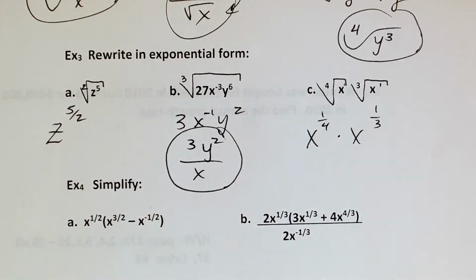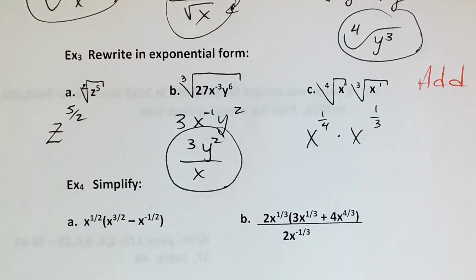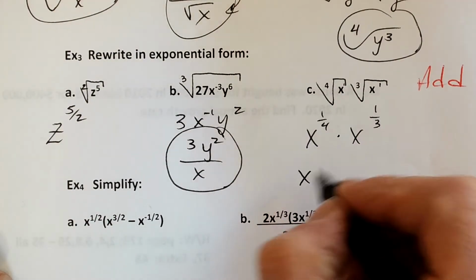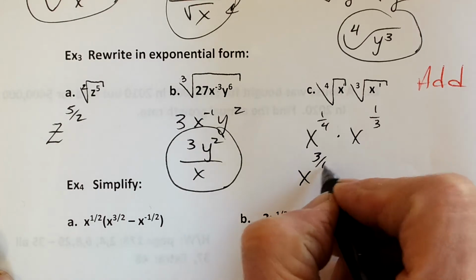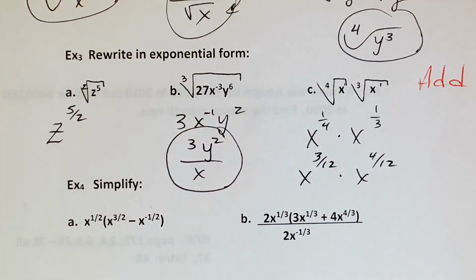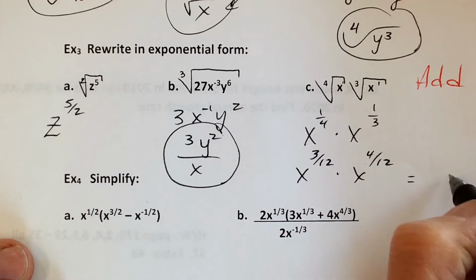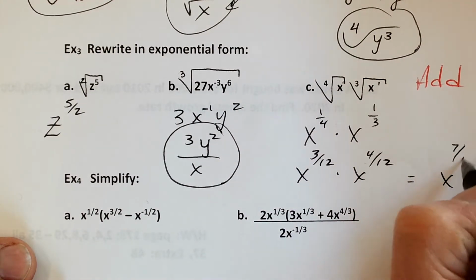Now, I'd like to combine them. I'd like to multiply them. And when I multiply, I have to add exponents. So to add, let me get a common denominator, okay? So I'll have an x to the 3/12 times an x to the 4/12, okay? 3/12 is 1/4, right? 4/12 is 1/3. So I have a common denominator, and I can add them. And I can get an x to the 7/12, okay?